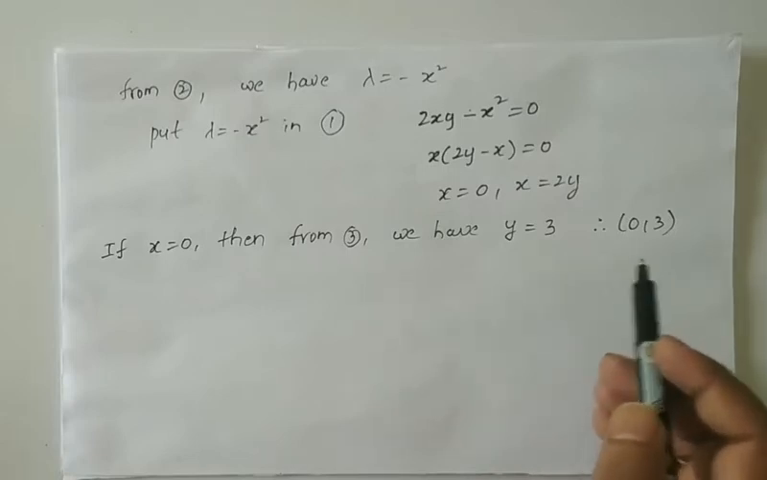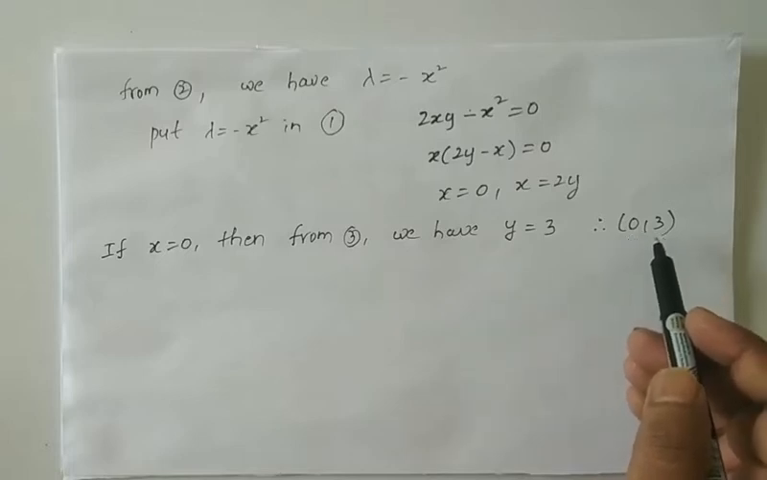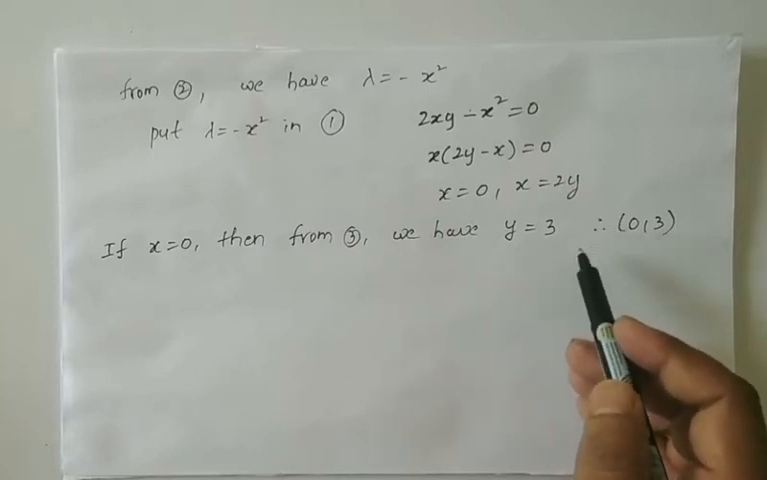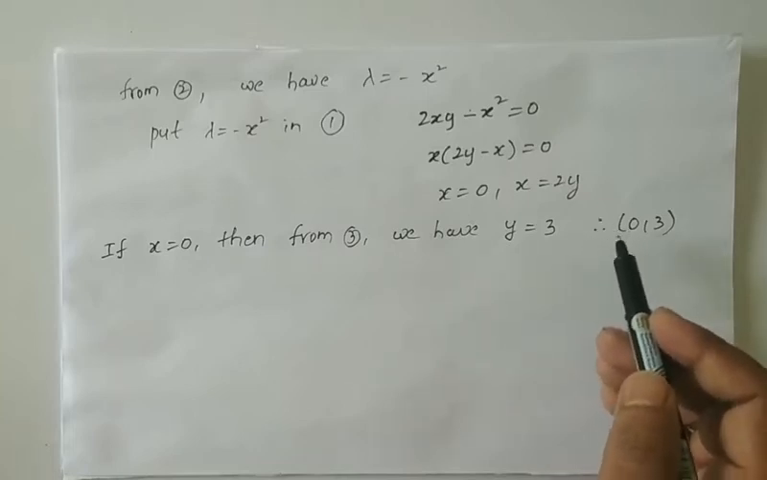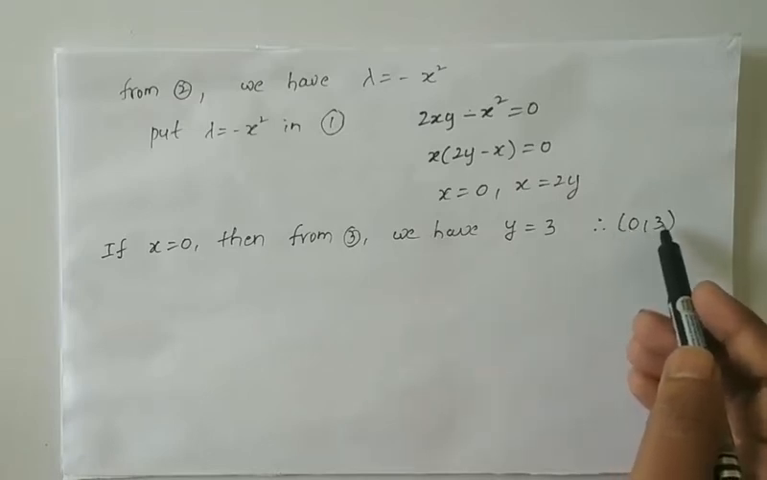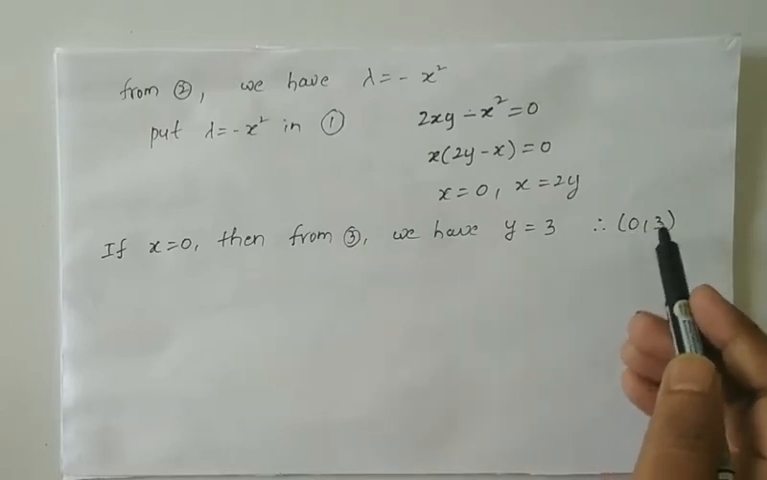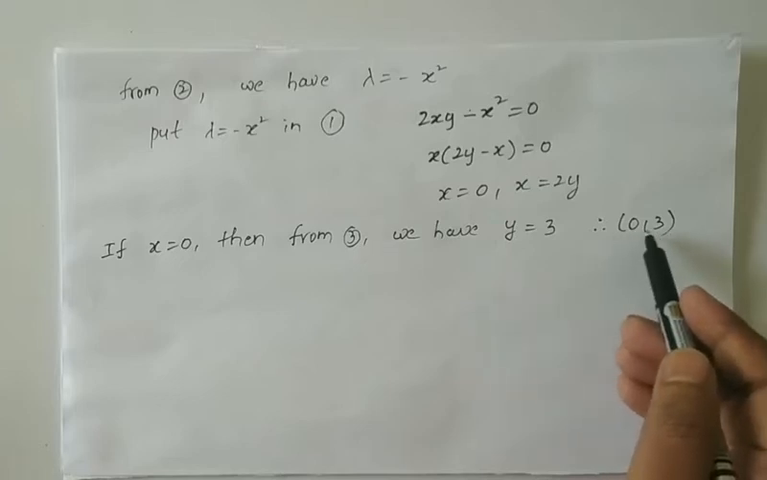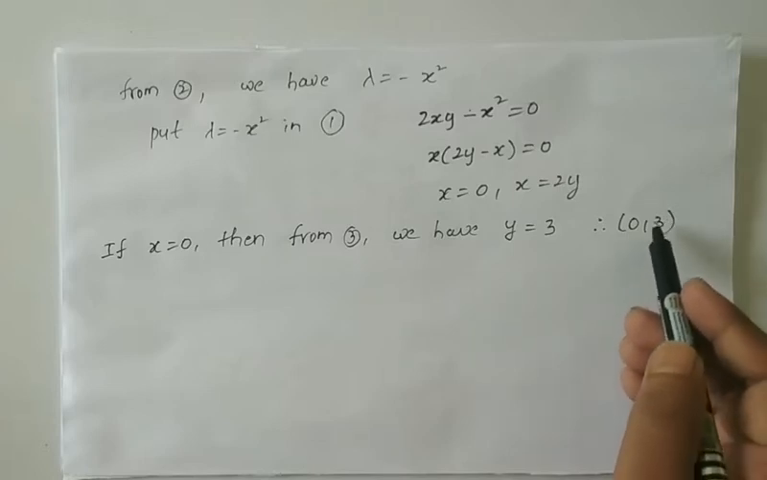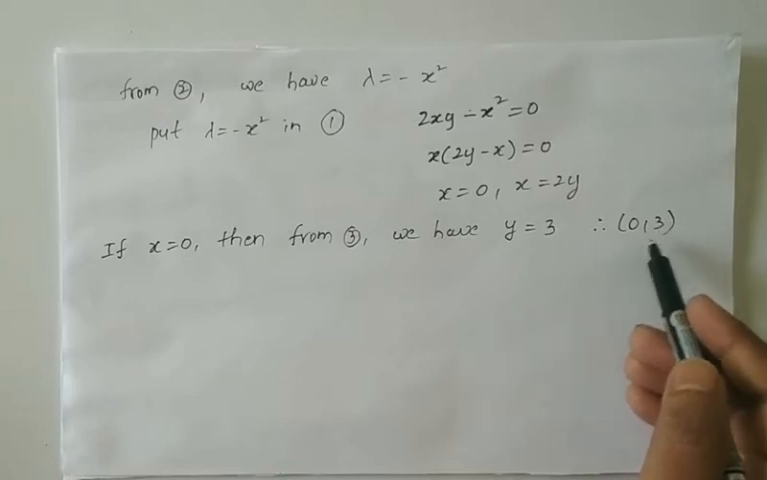Students, remember this very important point. Here the point is x is equal to 0 and y is equal to 3, which satisfies the constraint function, because the constraint function is x plus y is equal to 3, which is nothing but 0 plus 3 is equal to 3. So we have to choose the points which satisfy the constraint function only.